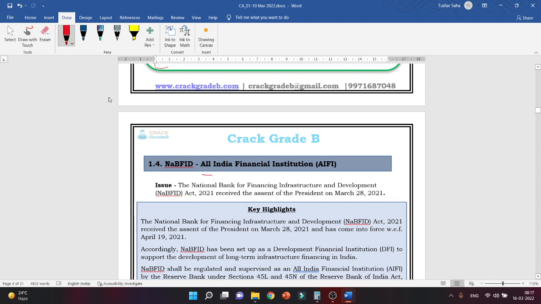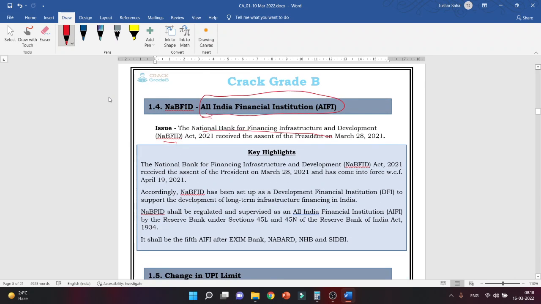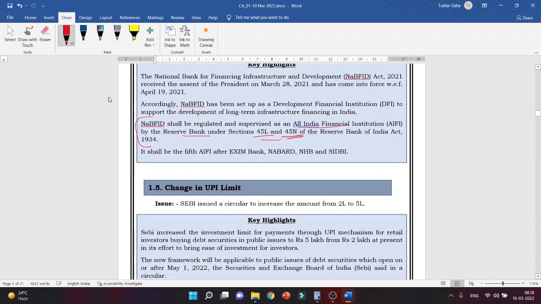NaBFID. What is this? The National Bank for Financing Infrastructure and Development. This is a new name added to the AIFIs, All India Financial Institutions. As you all know, AIFIs are regulated by the Reserve Bank of India. Not all AIFIs are regulated by the RBI, but this one would be regulated and supervised by the Reserve Bank of India under Section 45L and 45N of the RBI Act 1934. I hope this is clear. This is an infrastructure financing developmental bank.